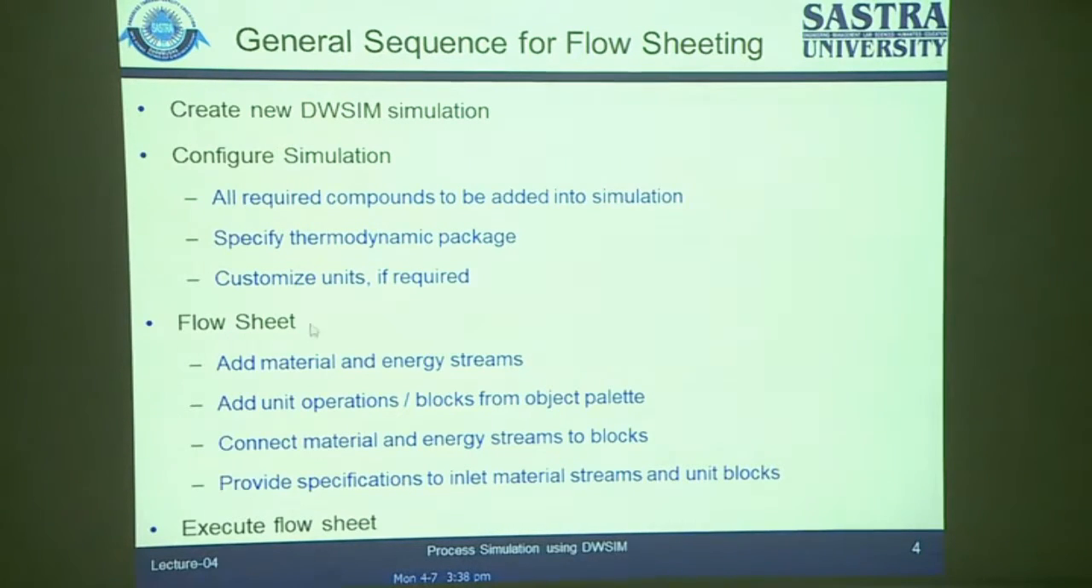Then in the flow sheet area of the simulation window, we have to add material and energy streams. We have to add blocks from the object palette. These blocks are nothing but unit operations like mixing, heat exchange, distillation, absorption, and so forth. Then each block has to be appropriately connected to a material and energy stream, and then we have to specify a few variables or operating conditions to each of these blocks or the material streams, and then execute the flow sheet. So this slide summarizes the general sequence of procedure to do process flow sheeting in DWSIM.